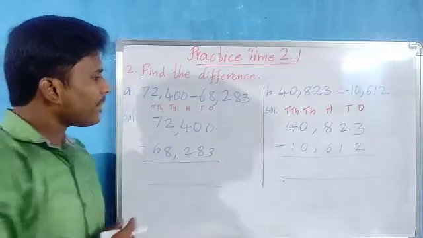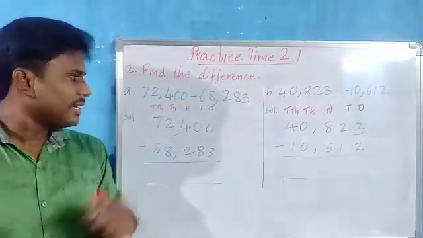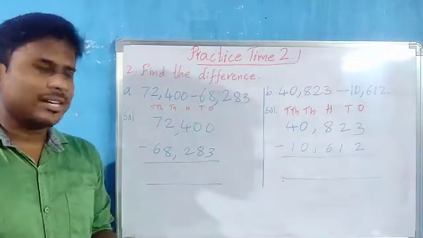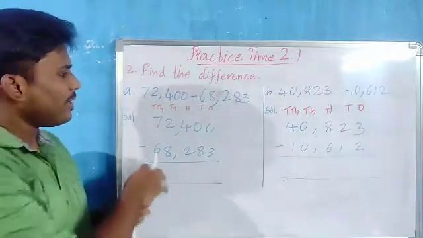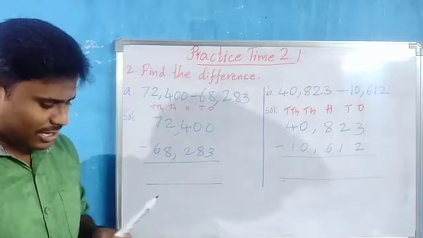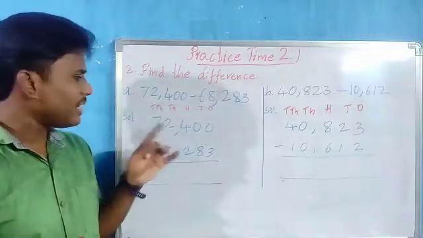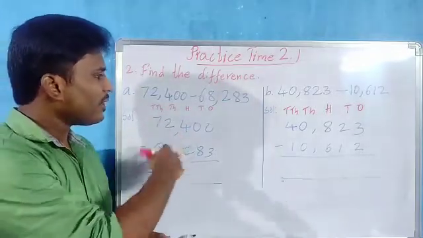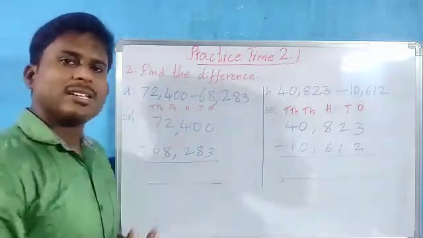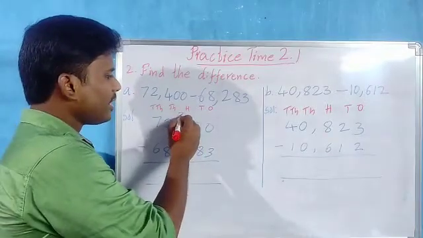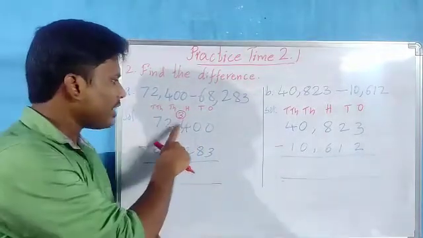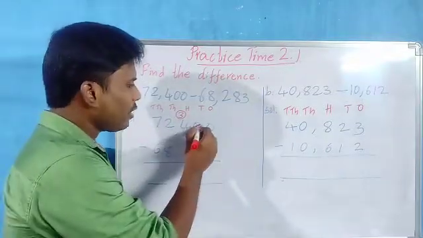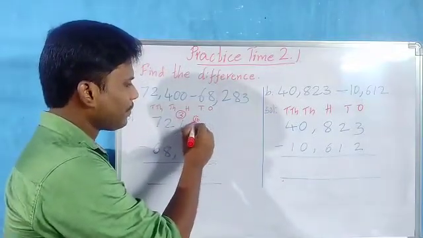We have to regroup from the previous place, that is the tens place. In the tens place also we have 0. So what we have to do, children? We have to regroup from the hundreds place. So see, children, here we have 4 hundreds. From 4 hundreds we are regrouping 100 to the tens place. So how many hundreds are left over here, children? It will be 3 hundreds. So 100 equal to how many tens, children? 100 equal to 10 tens, children. So we are regrouping 10 tens here.